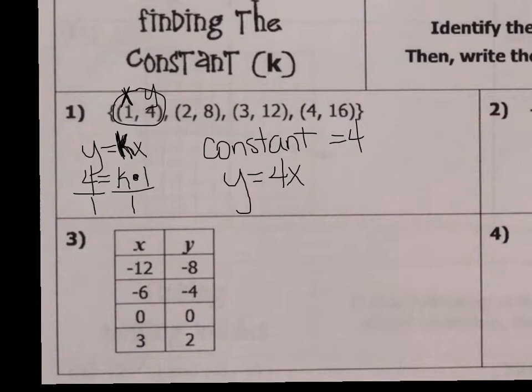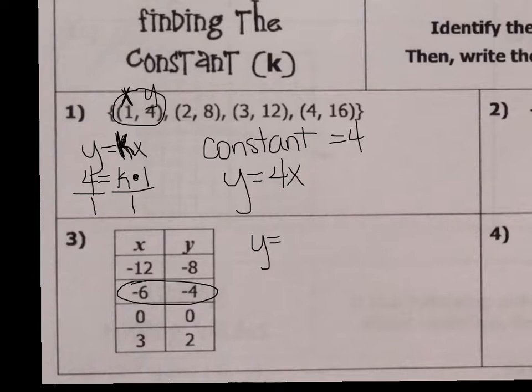Number 3, we're going to take a look at together. We're given a set of ordered pairs. We have -12, -8, -6, -4, 0, 0, and 3, 2. All direct variation equations will go through the ordered pair 0, 0, but we don't want to use those when writing our equation. So we're going to start with any of these 4. I'm going to choose our second set. They look easy to me, -6 and -4.